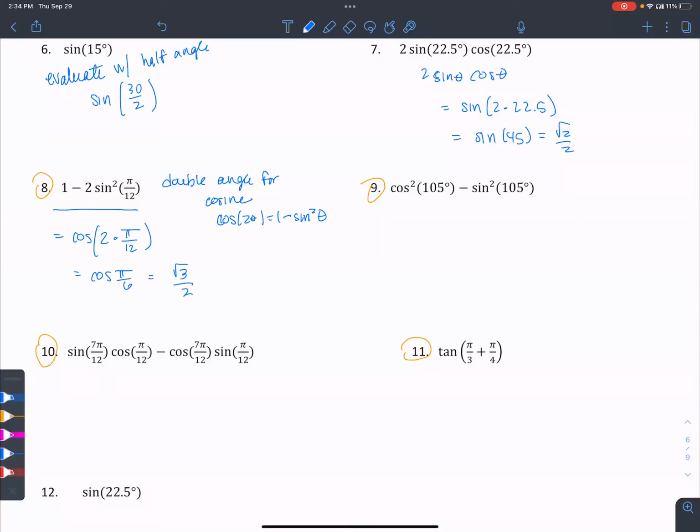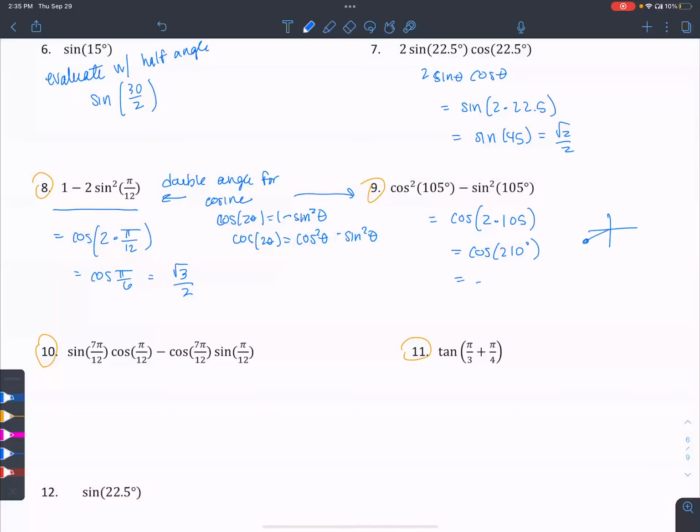This one is also a double angle identity for cosine. This version is cosine of 2 theta is cosine squared theta minus sine squared theta. So this is equivalent to the cosine of 2 times 105 degrees. That's the cosine of 210, which is negative root 3 over 2.